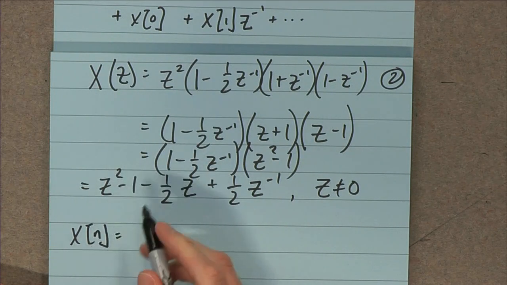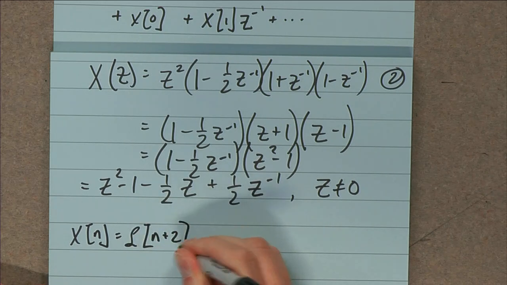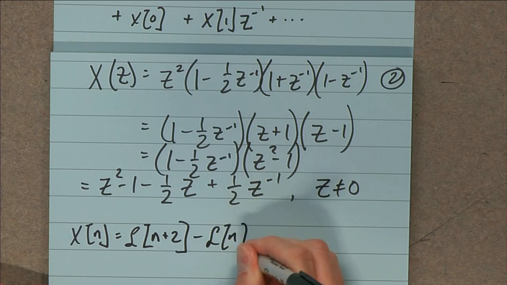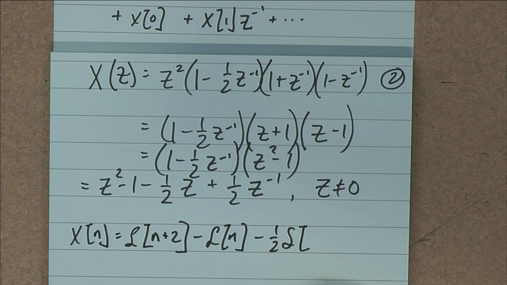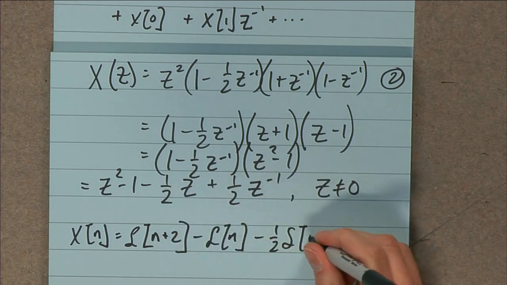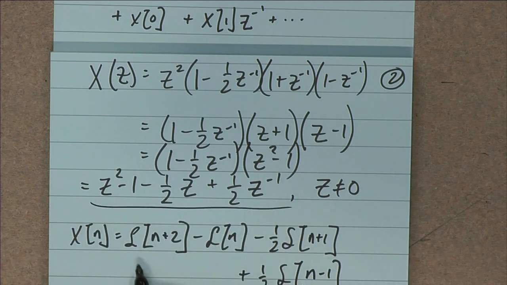So inverse transforming this into the impulse functions: delta of n plus 2, minus 1/2, I think that's when it's n plus 1, right? And then finally that one, plus 1/2 impulse n minus 1. So just converting those term by term, we get that. That's a pretty easy, straightforward way of doing it.